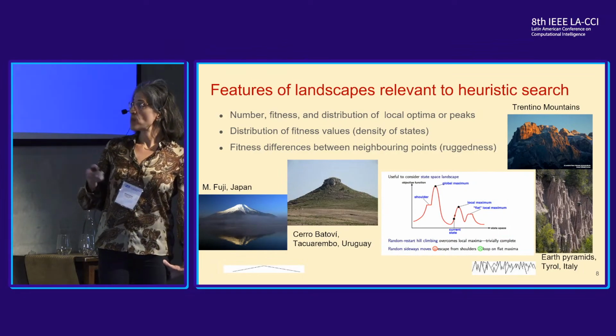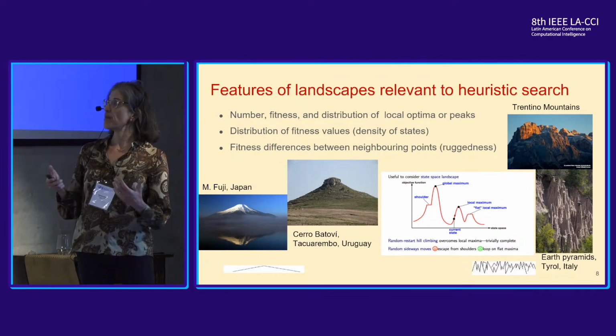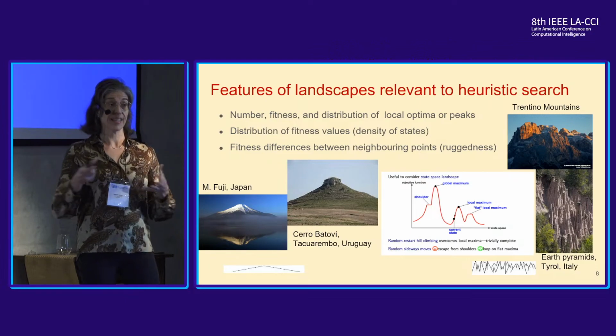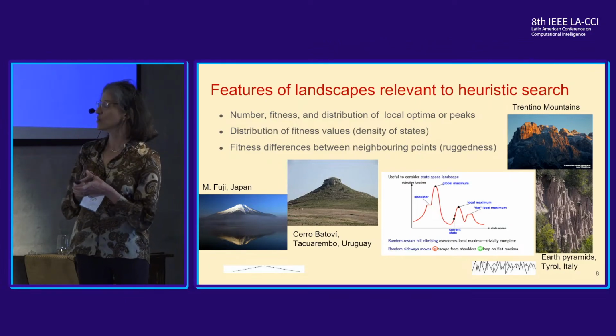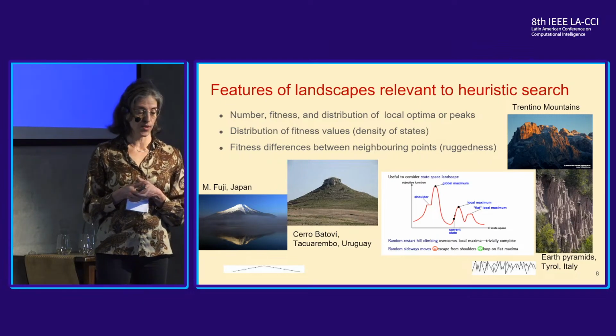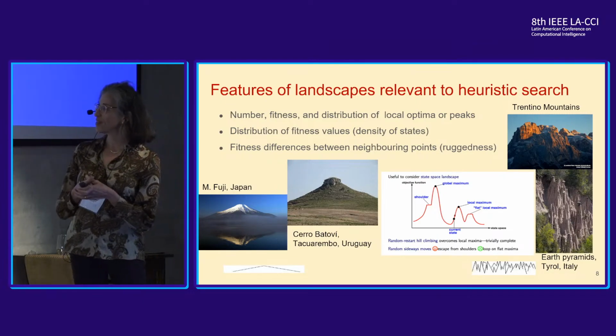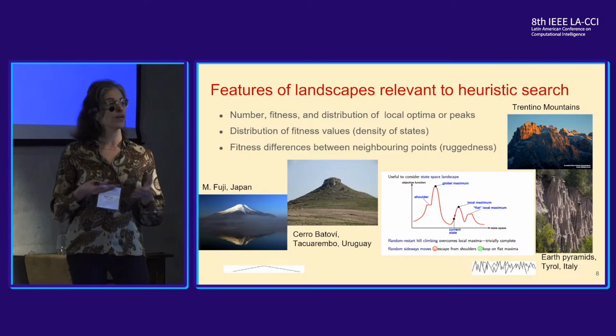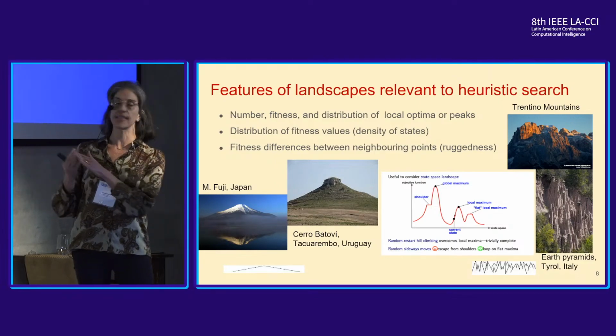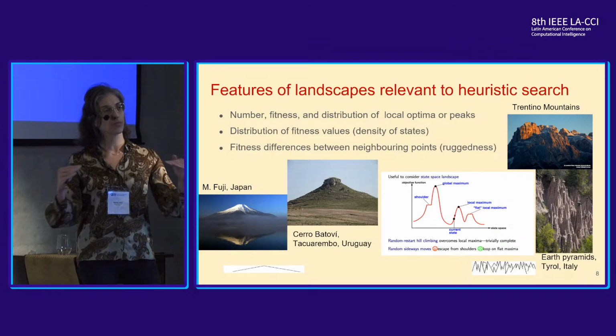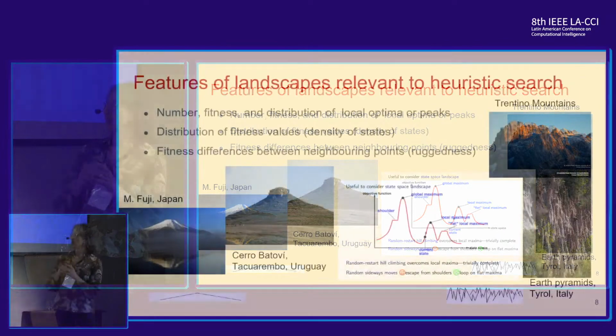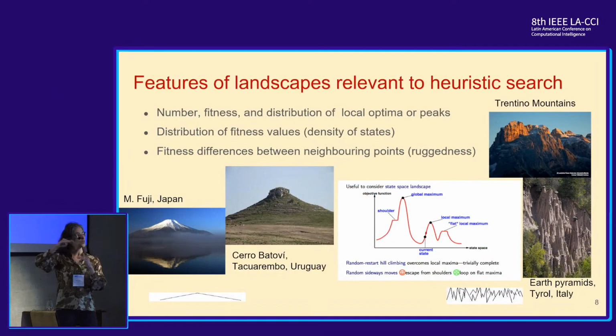Relevant features of landscapes. Many features have been proposed to measure the characteristics of fitness landscapes. I always like to use this metaphor of natural landscapes. So I found this cerro in Uruguay. The classical example of a smooth landscape is Mount Fuji in Japan. It's very, very smooth. This cerro is also kind of smooth, even though it has a flat plateau. So yes, we can use our intuition of the features of natural landscapes to try to characterize fitness landscapes.